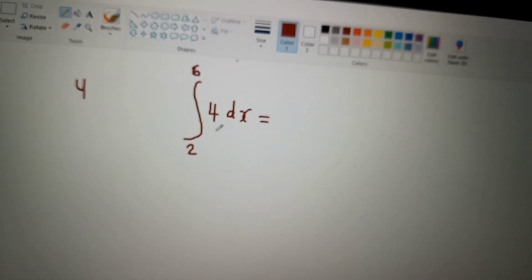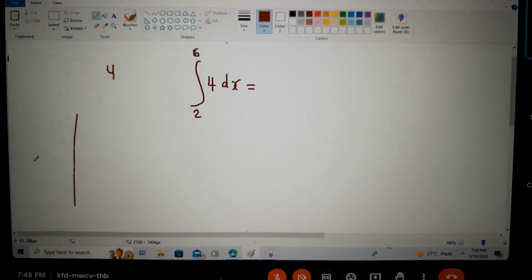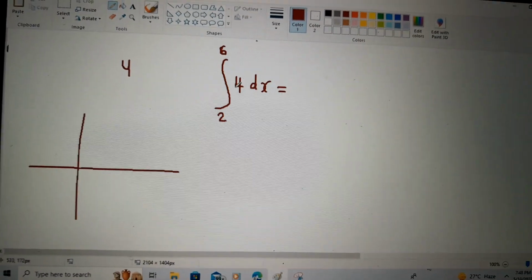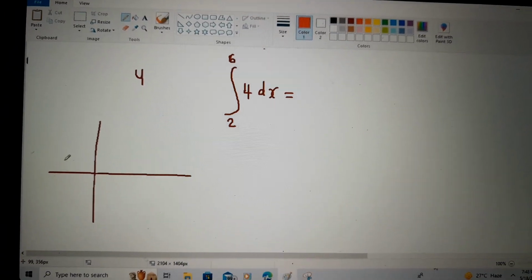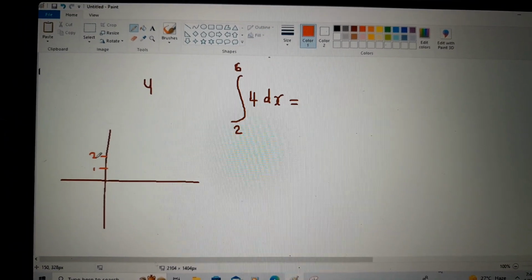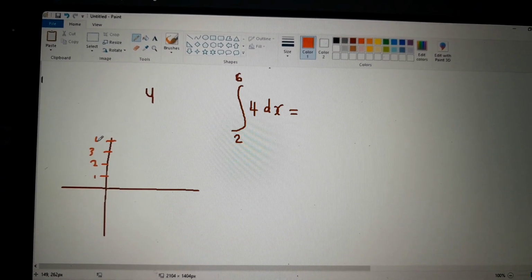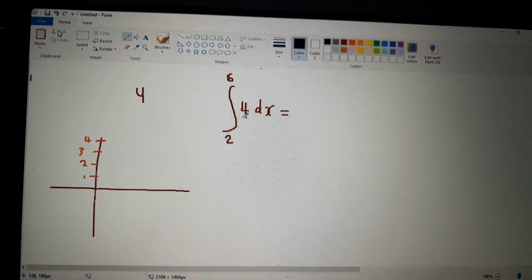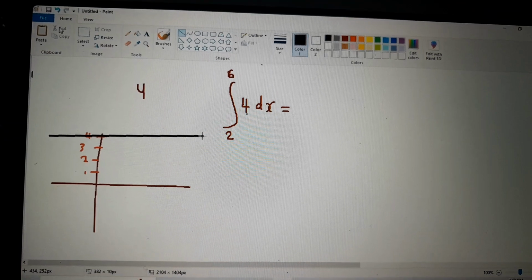So basically what we have to do here, let me use the graph to show you. If we had the graph, I have my value here as 4. So basically what is happening here, 1, 2, 3, 4. So let me draw my line y equals 4. This line here. So this will be my line y equals 4.